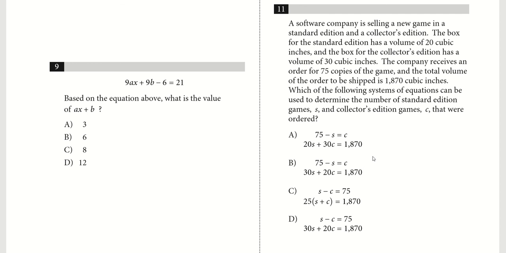Now let's look at the second condition. We see it's very similar, but they just switched the 20 and the 30 around. So let's just quickly look. The standard edition S has a volume of 20 cubic inches, so we should be multiplying 20 by S, and that is answer choice A. So 20S plus 30 times C, that'll be our total volume, so A is the answer.